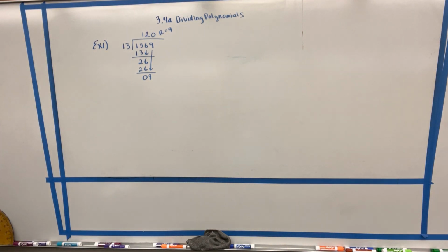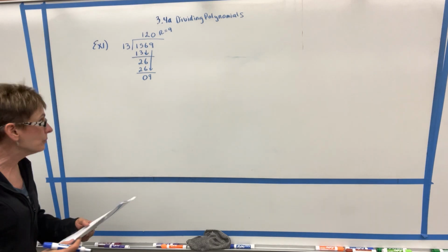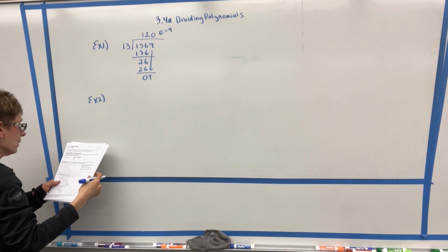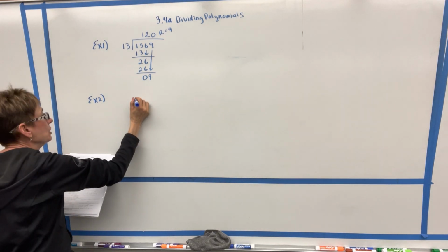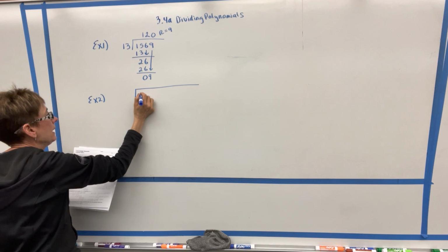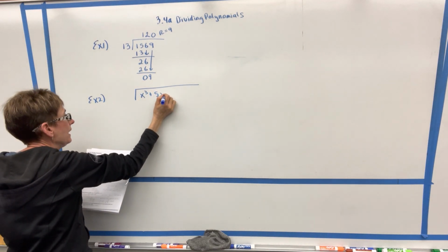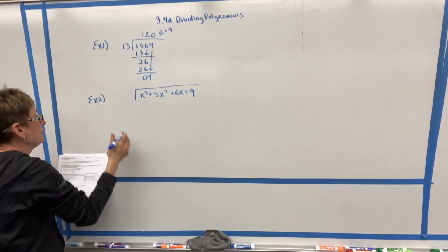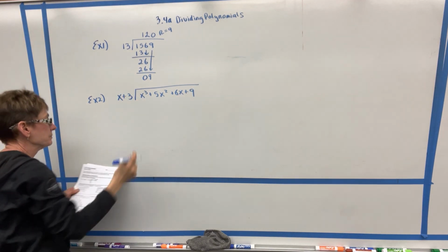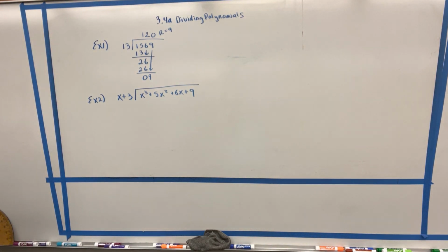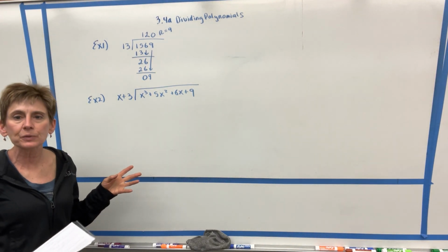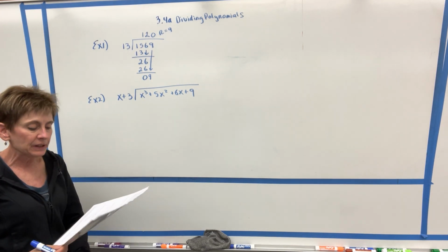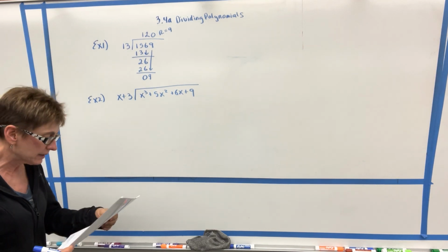Now we can use a very similar process with polynomials. So let's do a second example here. Example number 2. We are going to take x cubed plus 5x squared plus 6x plus 9, and divide it by x plus 3. So we're going to ask ourselves very similar questions here, but of course we're dealing with polynomials. So I want to say x times what would be x cubed, and the answer is x squared.